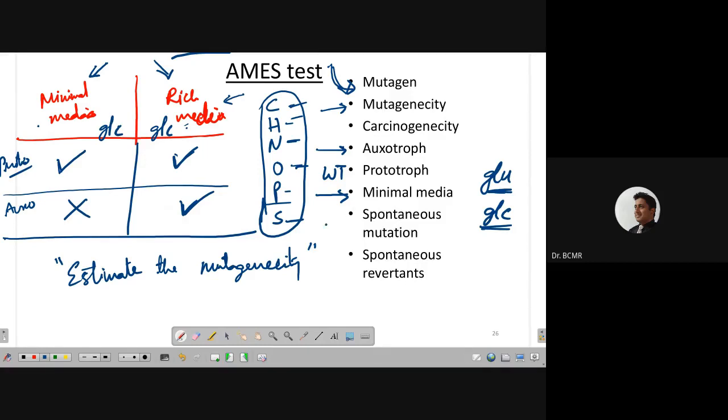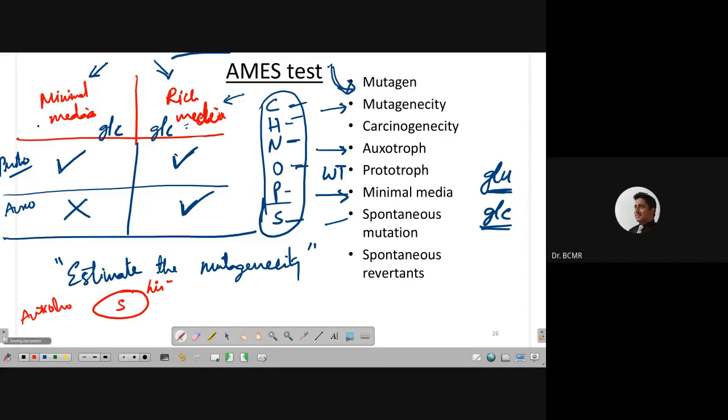And spontaneous mutations that we have seen happen naturally. So we take a bacterium, we'll call this Salmonella, and it is His minus. Yesterday I told you what His minus means. Say this is the bacterium Salmonella, and it is His minus. That means it cannot synthesize histidine by itself. So it is an auxotroph.